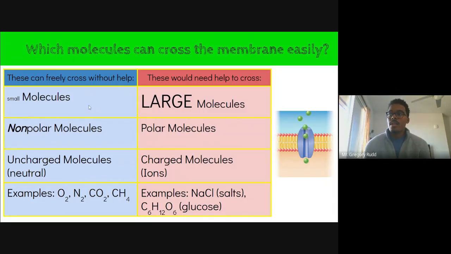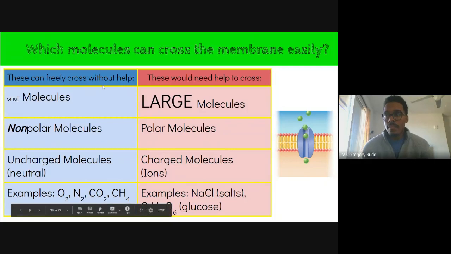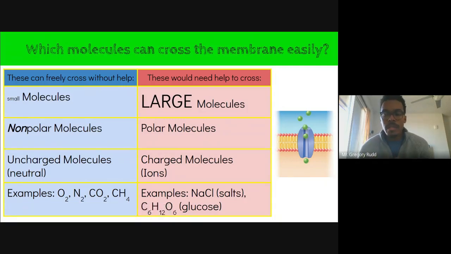So this column on the left is talking about those molecules that can move freely without any help. Small molecules are able to move by themselves. They don't need any additional help. Non-polar molecules do not need any additional help. We won't talk about exactly what that means. That's a chemistry term that you'll learn more about next year when you take chemistry.